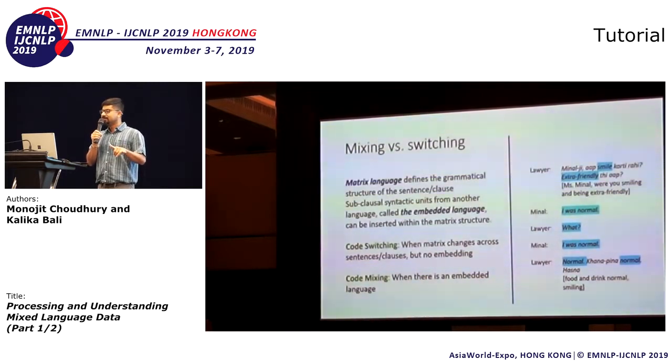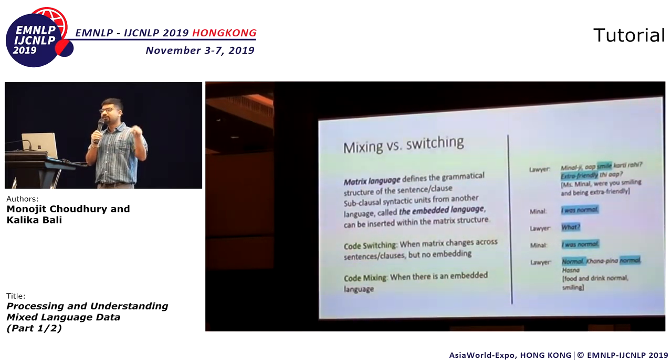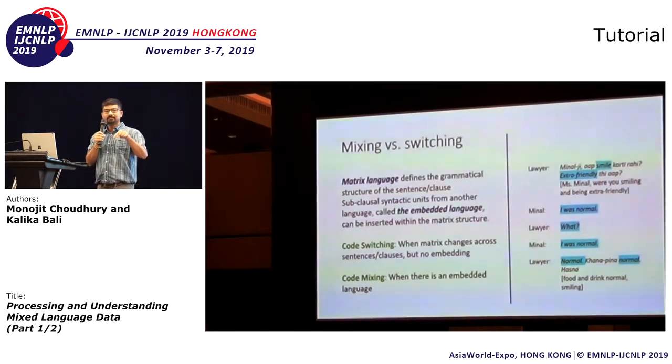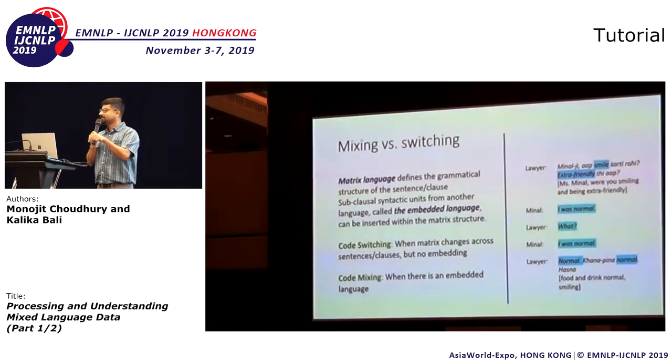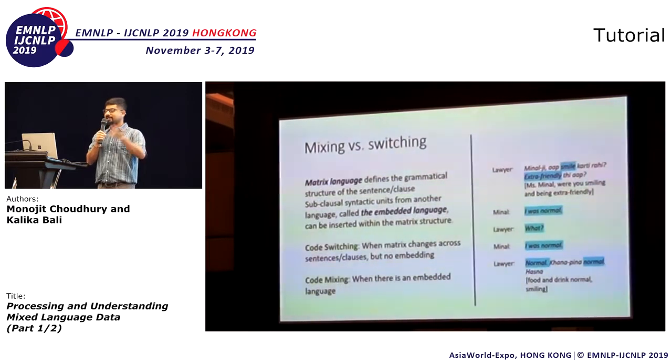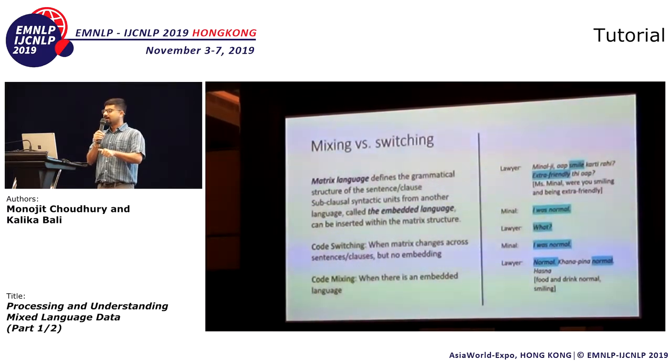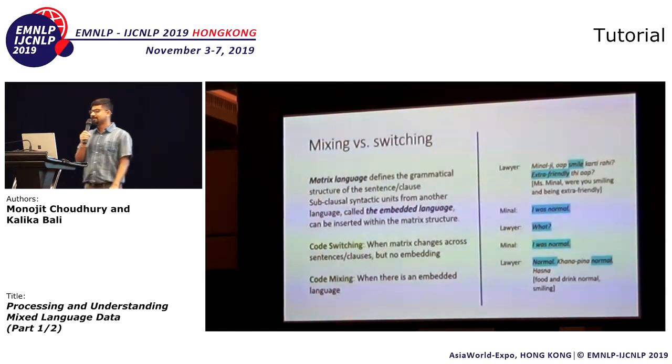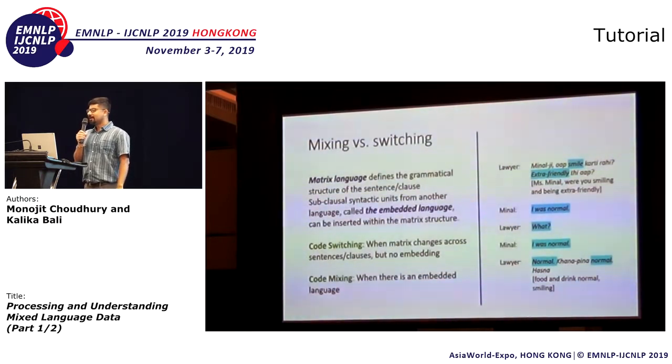And then within that, you can have words from other languages put inside it. This is called the embedded language. So there's a matrix language and an embedded language. For instance, if you see the right side example, the first sentence: "Ms. Minal, were you smiling and being extra friendly?" The words smile and extra friendly are in English, but the sentence as such is in Hindi. So Hindi would be the matrix and English would be the embedded language here.